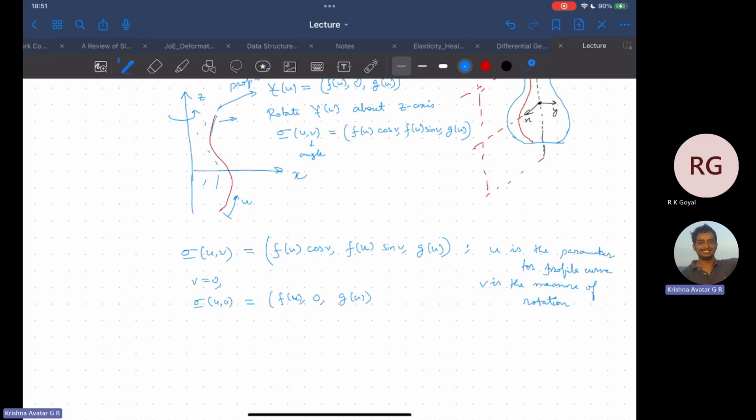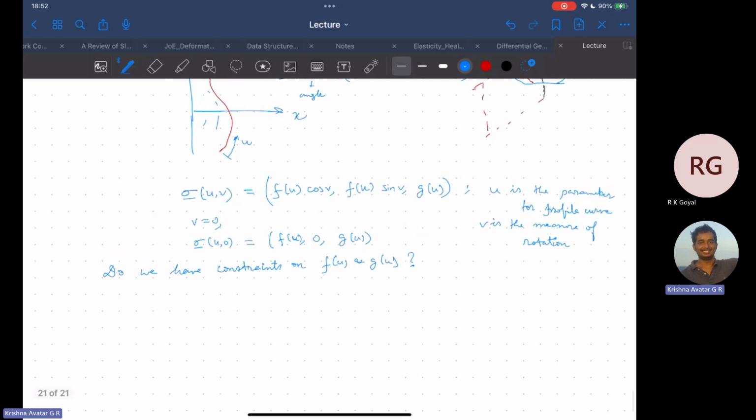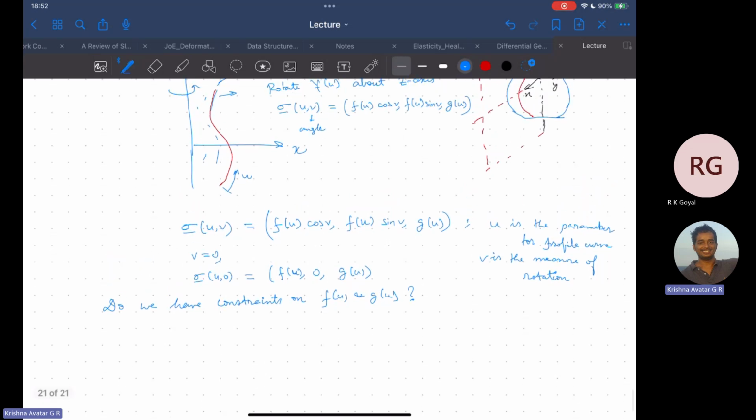But now you'll ask, okay, things are fine, but the question is, do we have constraints on f of u and g of u? These are some general functions of u. So are there any constraints on f of u and g of u? These are just questions which come to our mind because we have chosen arbitrary functions, but they cannot truly be arbitrary. There has to be some restrictions, right?